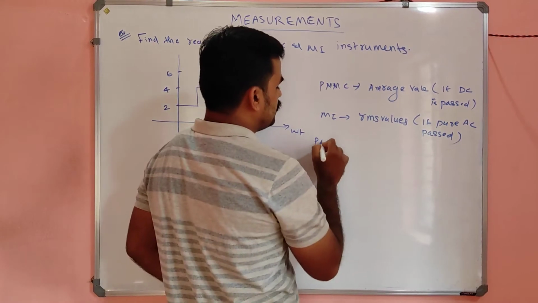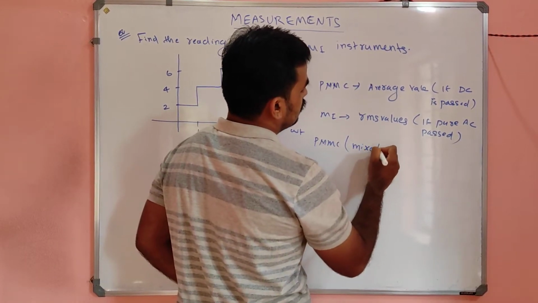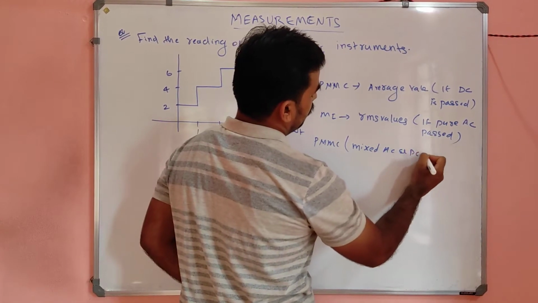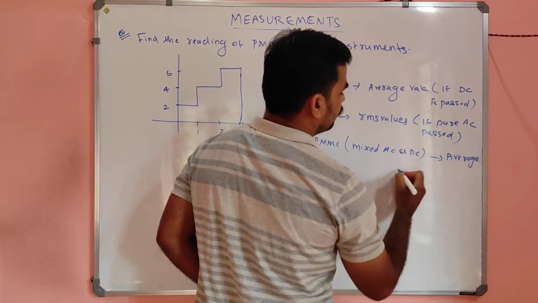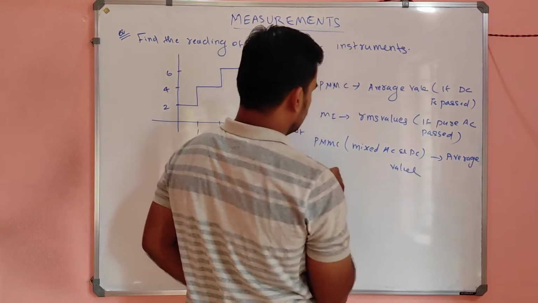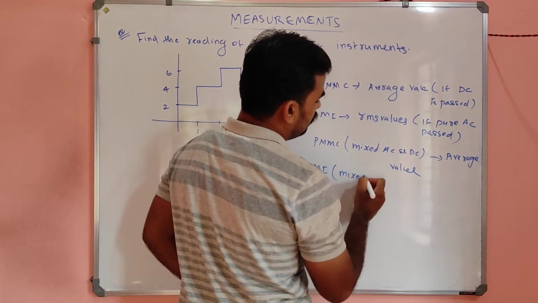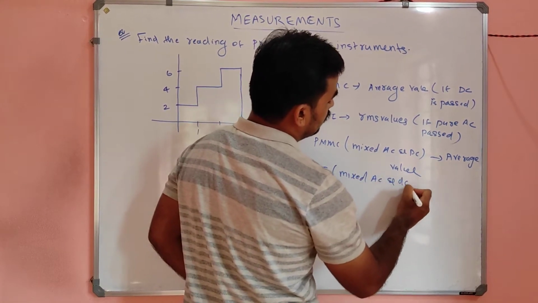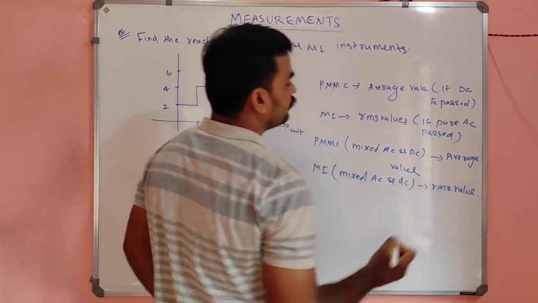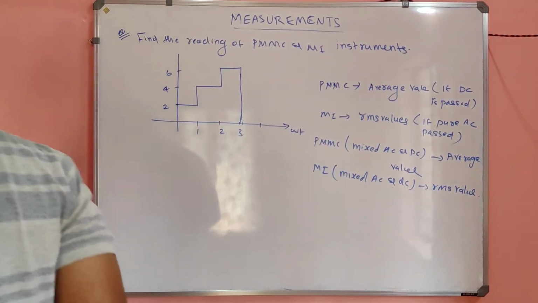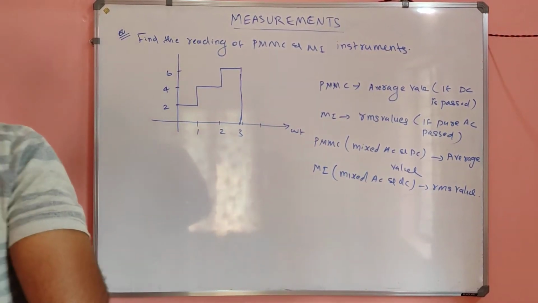If you pass mixed AC and DC in a PMMC instrument, then also it will give the average value. In an MI type instrument, if you pass mixed AC and DC, it will always read the RMS value, my dears. So these things you have to always keep in your mind.